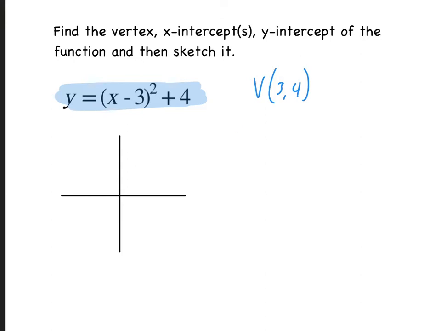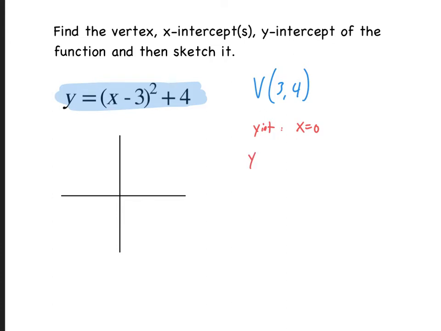X-intercepts. That's the harder one, so I'm going to skip past that right now. Actually, I'm going to do the easier one. So let's find the y-intercept first. Remember that we can find a y-intercept because we know that the x value is 0.